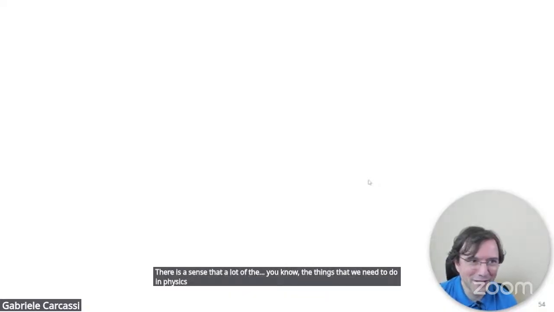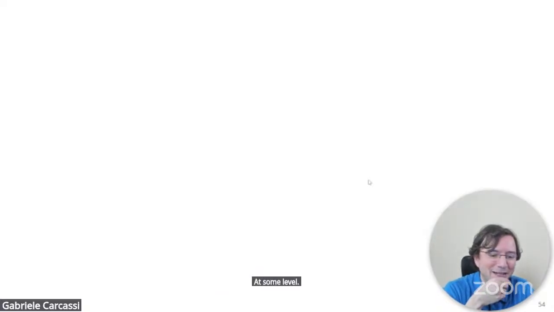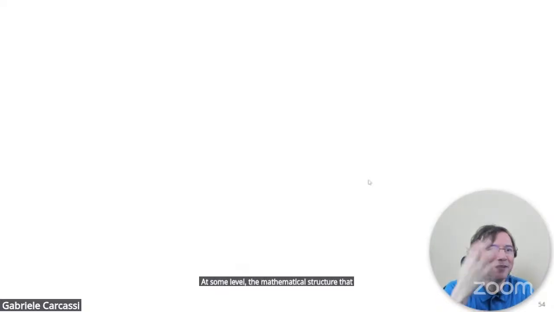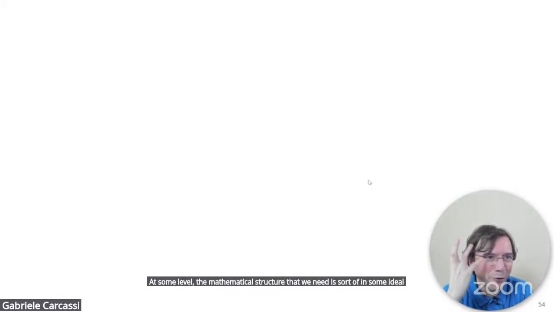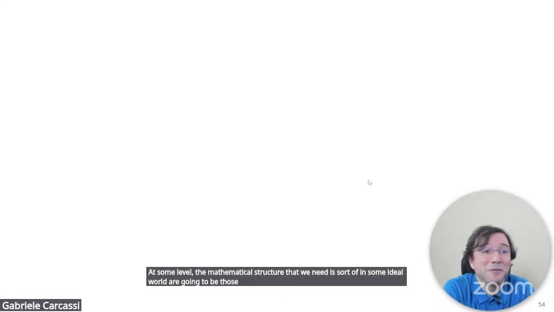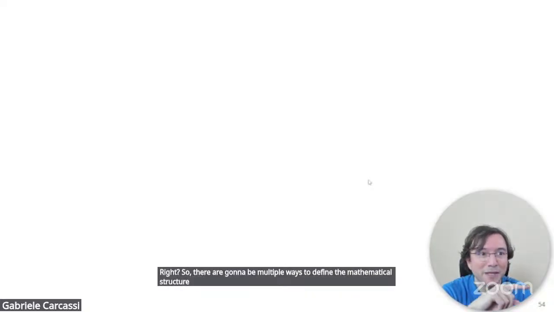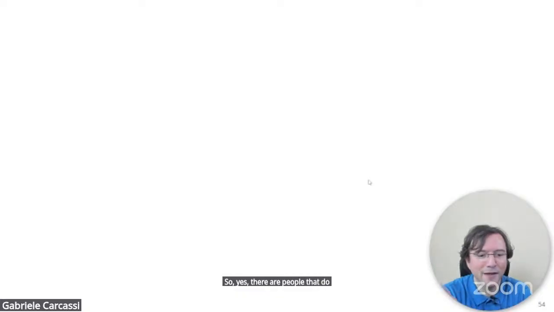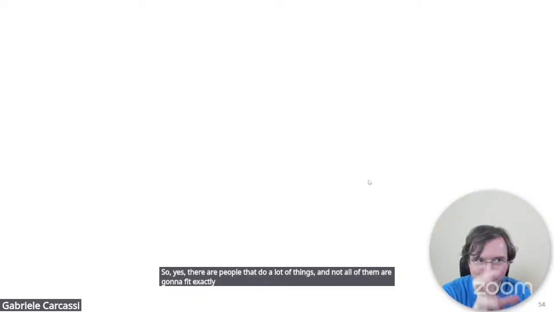There is a sense that a lot of the things that we need to do in physics are the things that we need to do in physics. So at some level, the mathematical structures that we need, in some ideal world, can be implemented in many different ways, right? So there are going to be multiple ways to define the mathematical structure that are equivalent to each other. So yes, there are people that do a lot of things, and not all of them are going to fit exactly the math that we need.